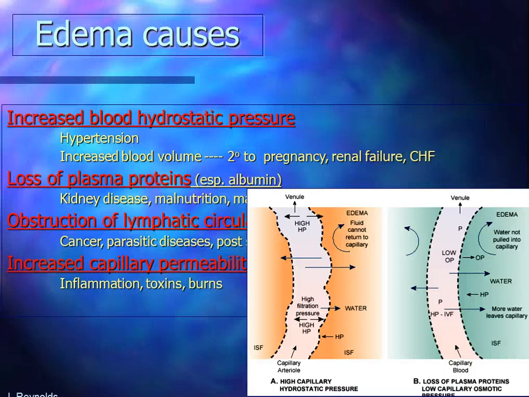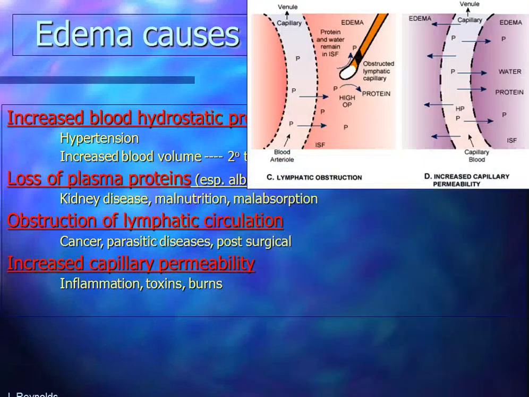Causes. Increased blood hydrostatic pressure. Look at the right-hand side. Look at the arrows going out. Too much hydrostatic pressure forces plasma out. Hypertension, for example. Loss of plasma proteins.